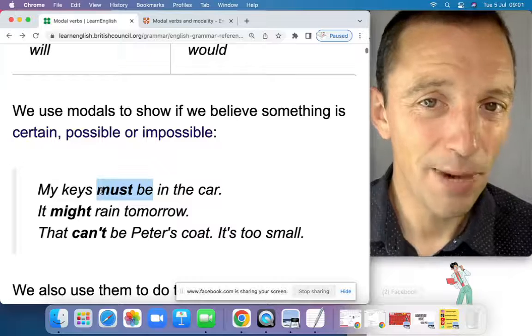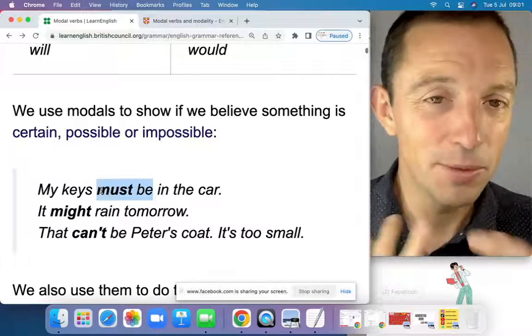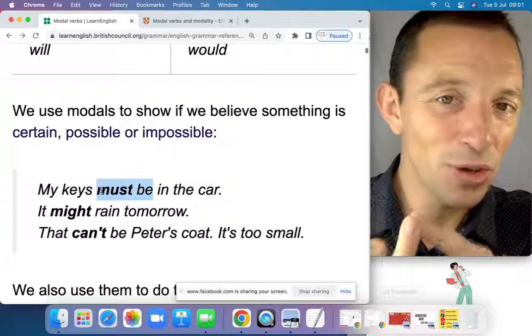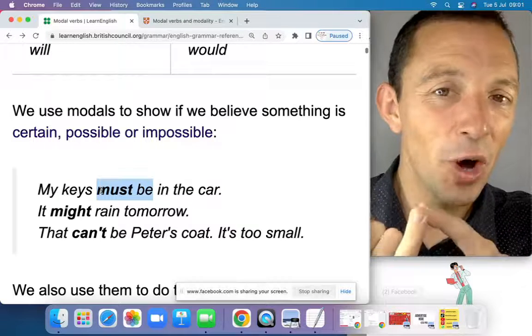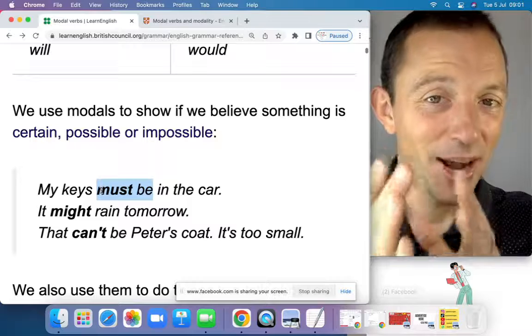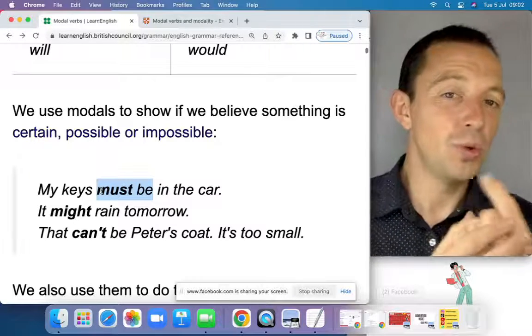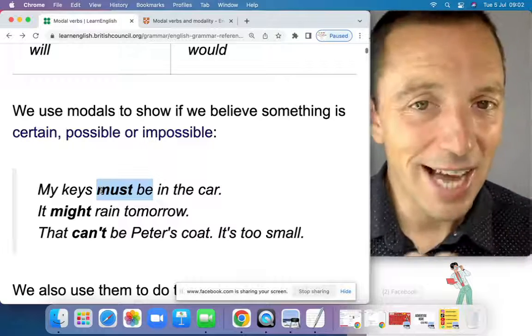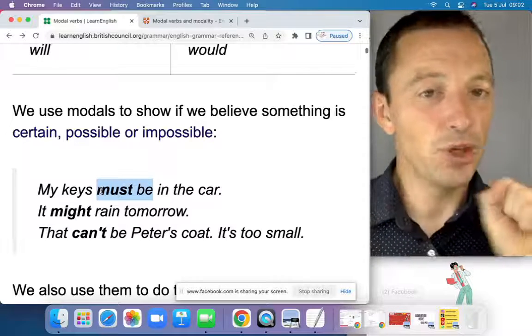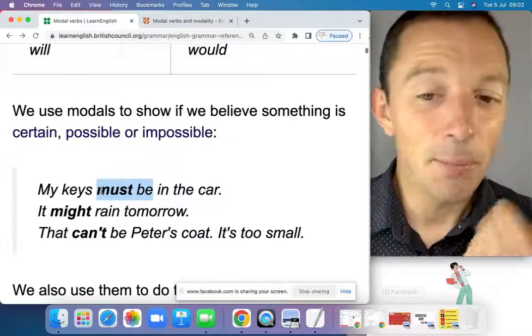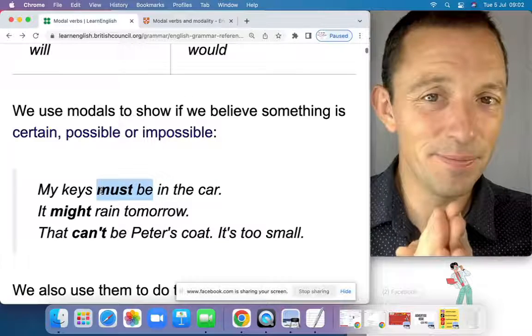But the rule, very important rule: after the modal verb, the next verb, we eliminate to. That's the rule. After all the modal verbs, must go, should go, might go, could go, may go, ought to go. That's correct. The error is must to go? No, because after the modal there is no to. Okay, so this sentence, my keys must be in the car, you are certain.